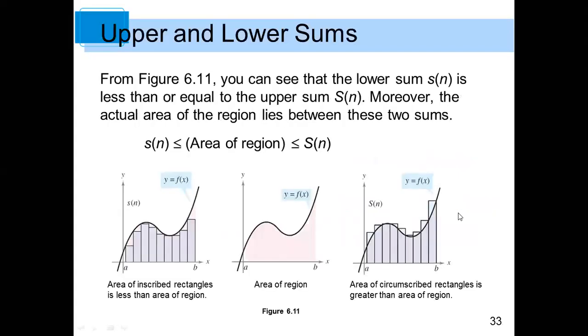So from this figure, you can see that the lower sum is less than or equal to the upper sum. Moreover, the actual area of the region lies between these two sums. In other words, the area of the region is between the under approximation and the over approximation. Kind of makes sense, huh?